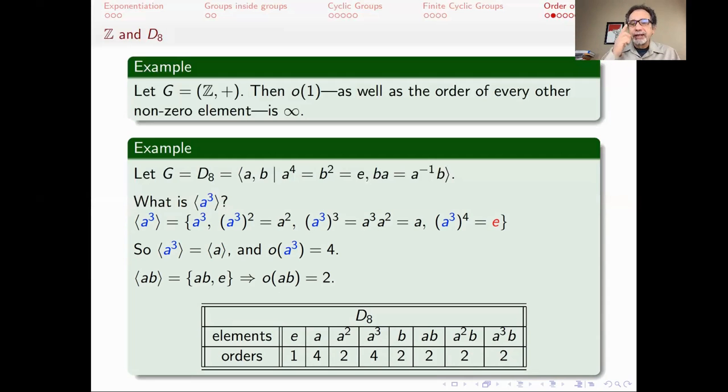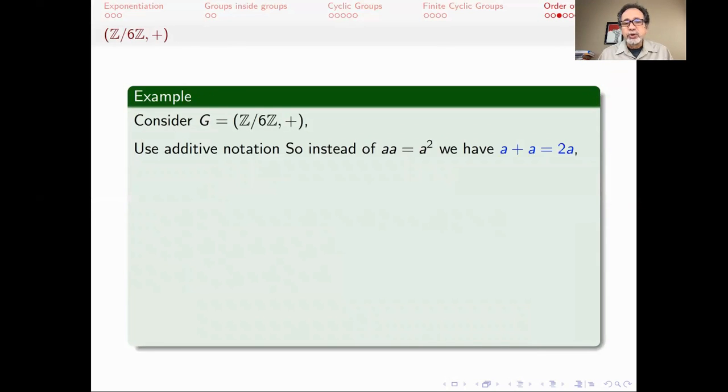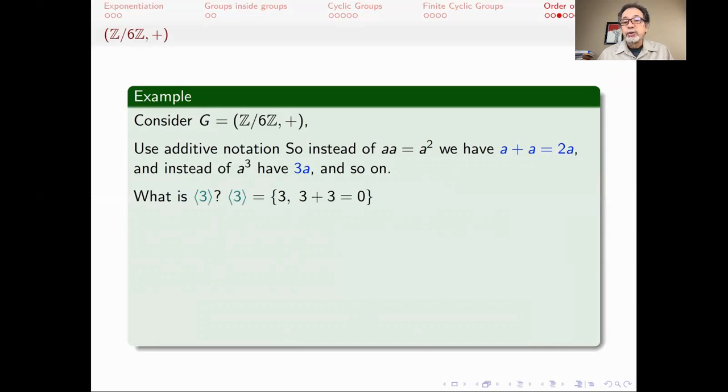These numbers are not, by the way, random, and you might be starting to guess what kinds of numbers could be orders. Let's look at Z mod 6Z with plus. This is a cyclic group, and we are going to use additive notation. So instead of A squared, I'm going to write 2A. And 3A instead of A cubed. What's the subgroup generated by 3? If you start with 3 and then add it to itself, you already get 0. 3 is not a generator for the whole group. And the order of 3 is 2.